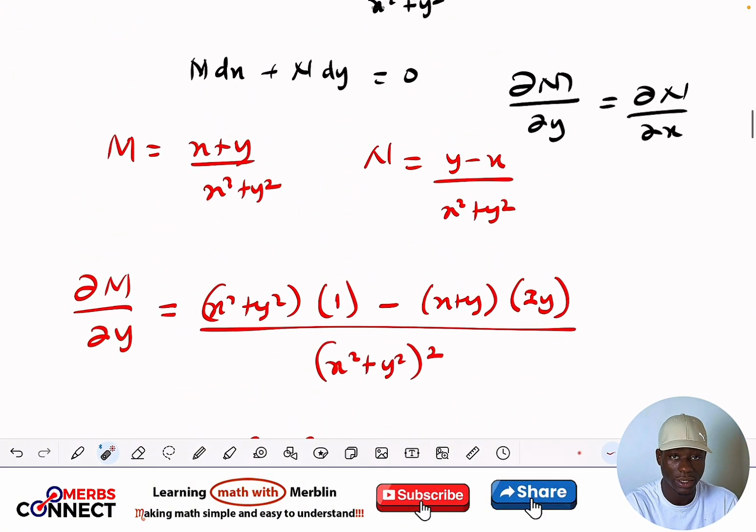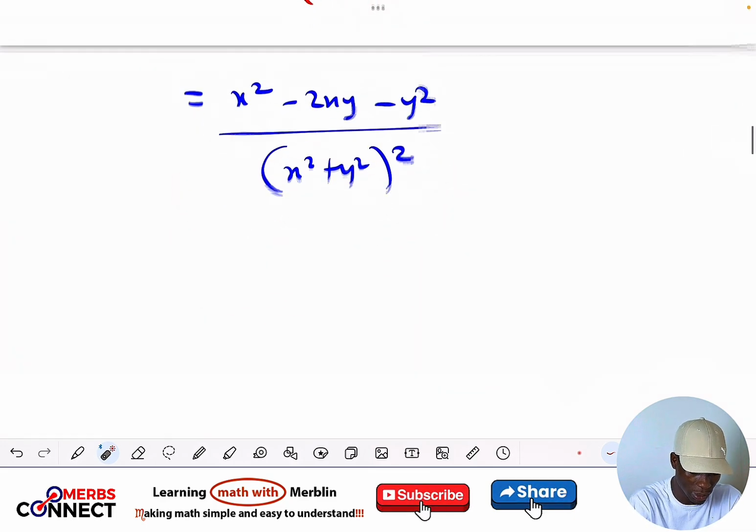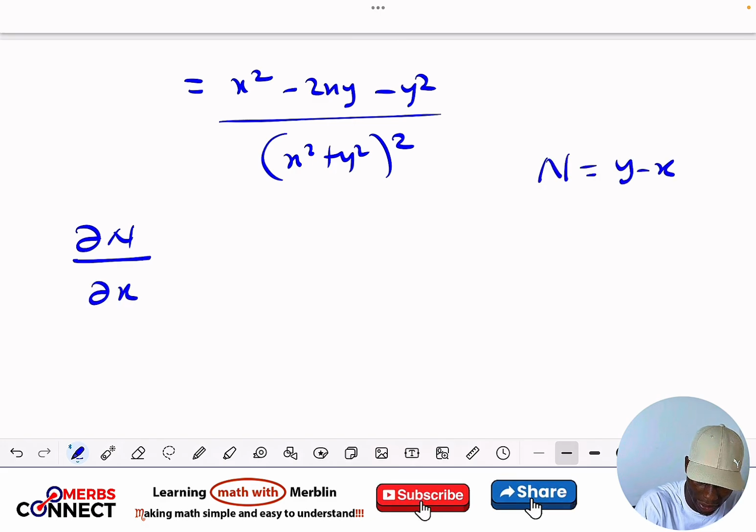So now for us to say that that is indeed the integrating factor, then when I differentiate this with respect to x, I should be able to also get the same thing here. So let's do that one too and see what we are going to get. So we want to differentiate n with respect to x. Our n is equal to y minus x divided by x squared plus y squared.